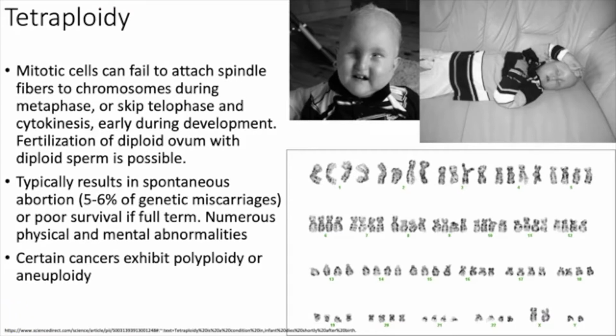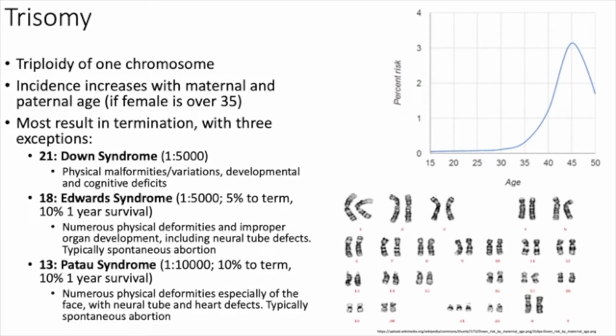Let's get to some of the less rare examples, still relatively rare, but less rare. So triploid and tetraploid are when you have 3 copies of every chromosome or 4 copies of every chromosome. Trisomy is when you have an extra copy of one chromosome, okay? And so it's hence triploidy of one chromosome.